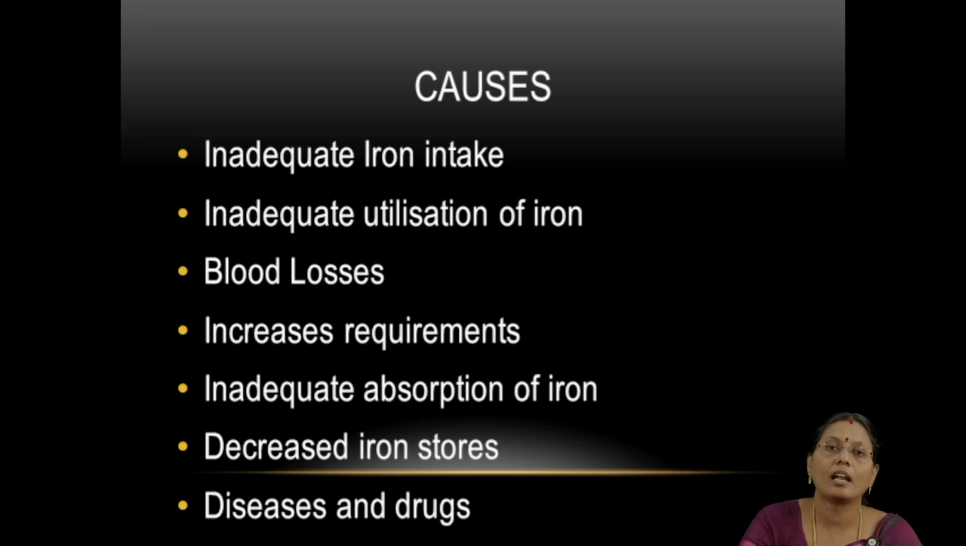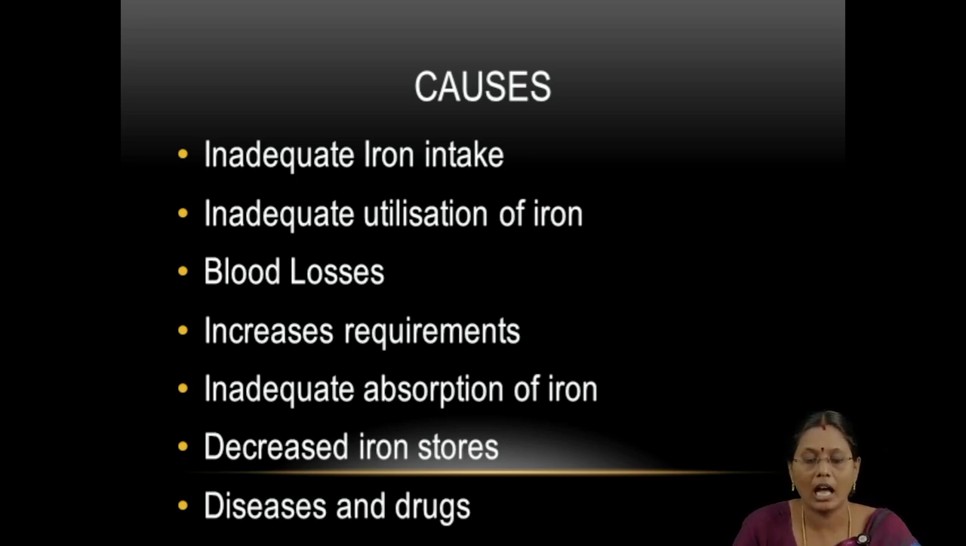Then increased requirements, accelerated demand during the period of infancy and adolescence. During the infant stage, the blood is needed for expansion. Then at the adolescent stage, hemoglobin is needed for the onset of menses. During this demand period, if we lack iron in the diet, that leads to anemia. Then inadequate absorption. This is the main cause of anemia.